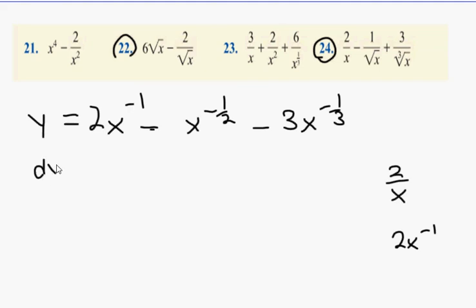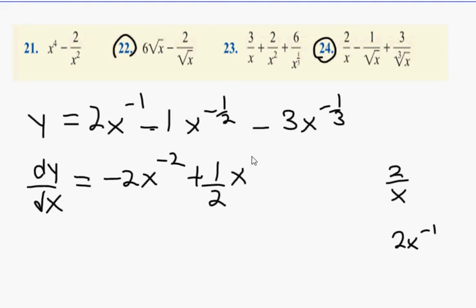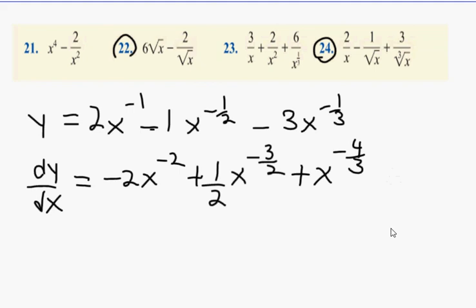Okay, so what do we get when we do this, guys? We're going to get minus 1 times 2, x to the minus 2, take away 1. Next one. Minus a half times minus 1 plus a half, take away: minus 3 over 2. Finally, this one here: minus 3 times minus a third. Minus 4 over 3. Okay, guys. Alright.